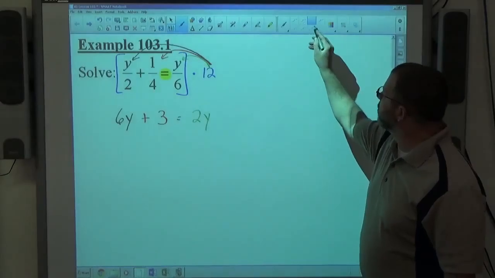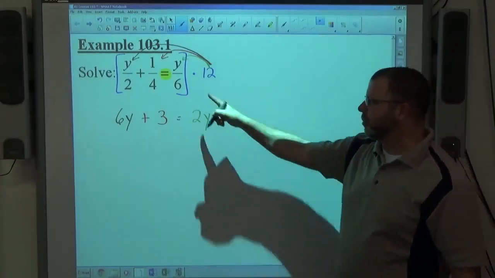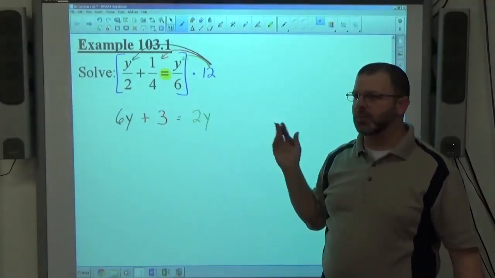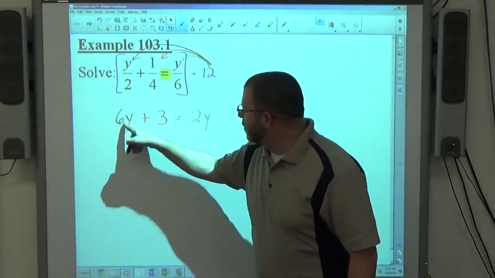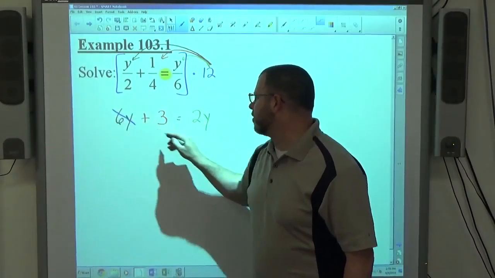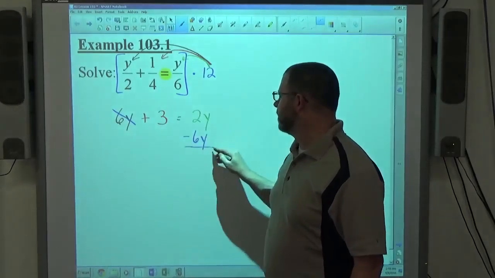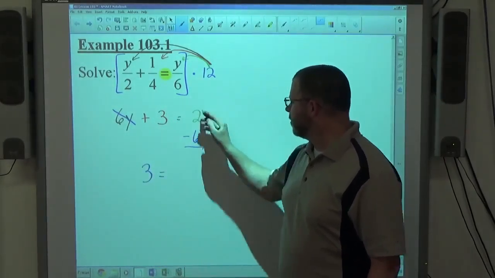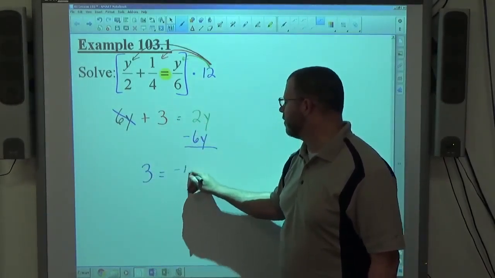Once you've done that, this problem has the exact same answer the original problem has, but we don't have any fractions to deal with. It makes the problem easier to do. We have 6y, 3, and 2y. We don't want y's on both sides, so I'm going to move the 6y over here. 3 stays on the left-hand side. 2y minus 6y makes negative 4y.